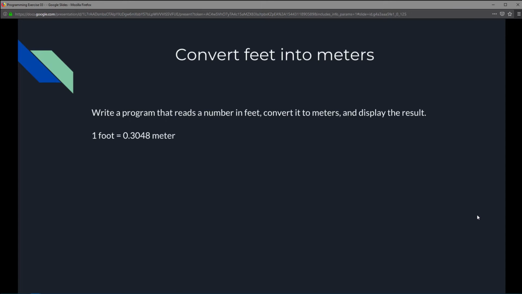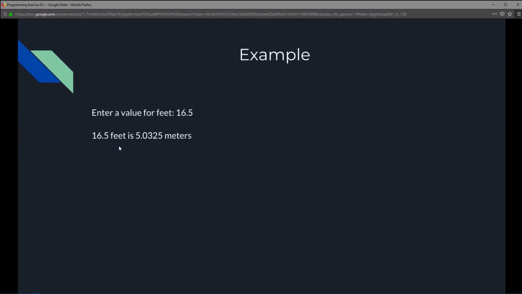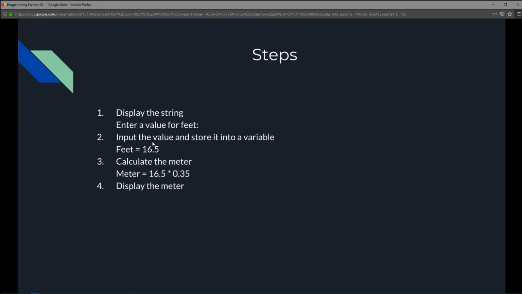All right. So we're going to write a program that reads a number in feet, converts it to meters, and displays the result. Now, we should know that 1 foot is equal to 0.3048 meters, and that's going to be very important because we're going to be using it later. So what we're going to do is display a string called enter value for feet, and it's going to be 16.5. We're going to take 16.5 and convert that to meters. So 16.5 feet is 5.325 meters.